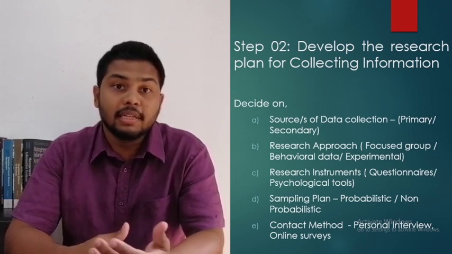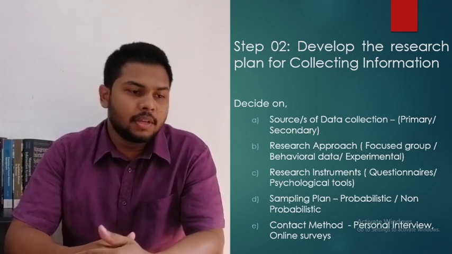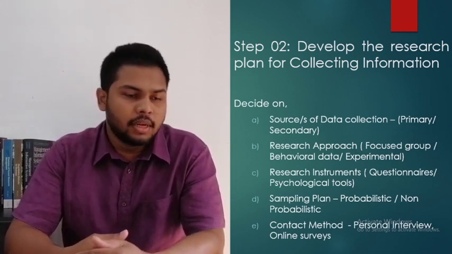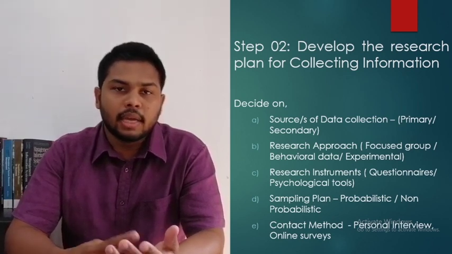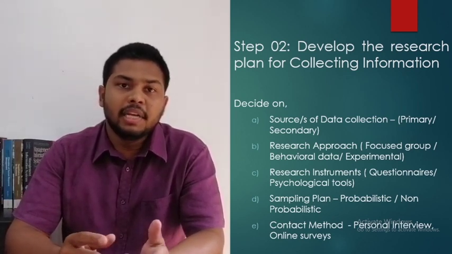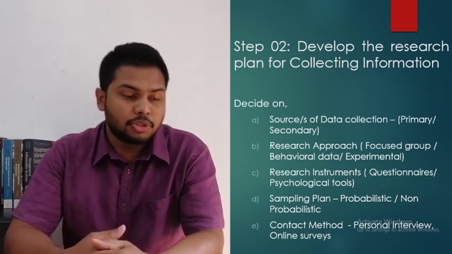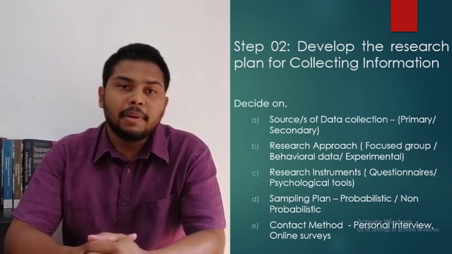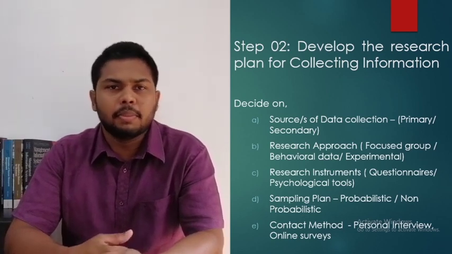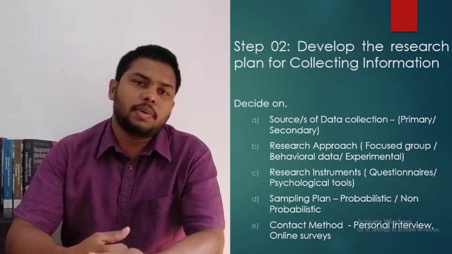So those are basically the primary information, right? Okay, the consumer experiences and so on and so forth. And the questionnaires, psychological tests, tele-interviews, right? These are the information sources. Research instruments and sampling plan. It can be probabilistic or it can be non-probabilistic.